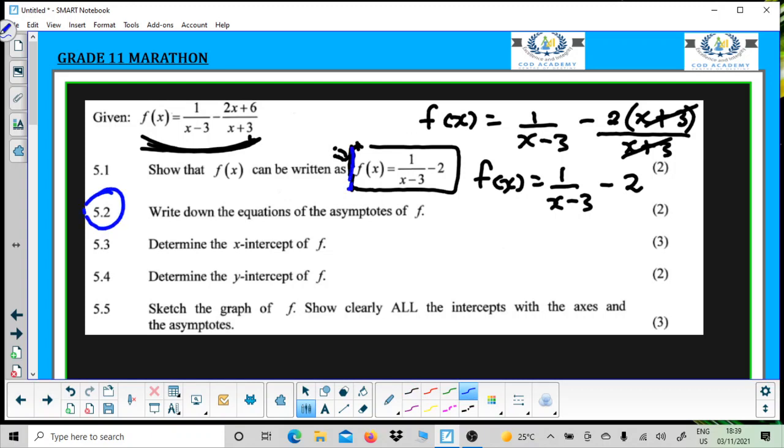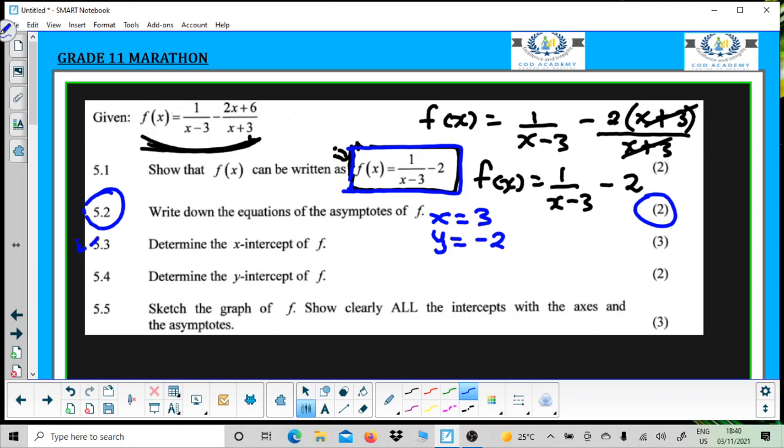What can we say if we're looking at this equation in this format? What are the asymptotes? x is equal to 3. You just change the sign there, and y is equal to negative 2. These are the type of 2 marks that you should never miss at all. Now, they are leading you, actually. Look at this. They're telling you exactly what to do.